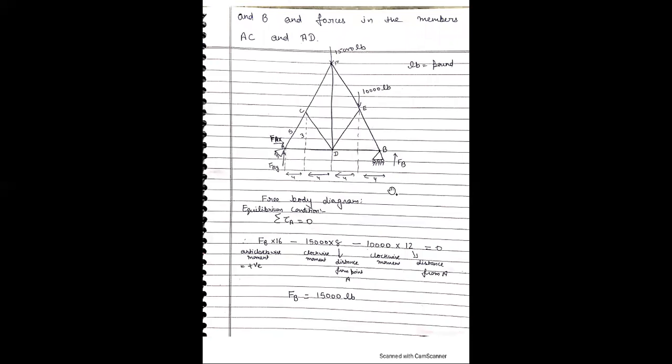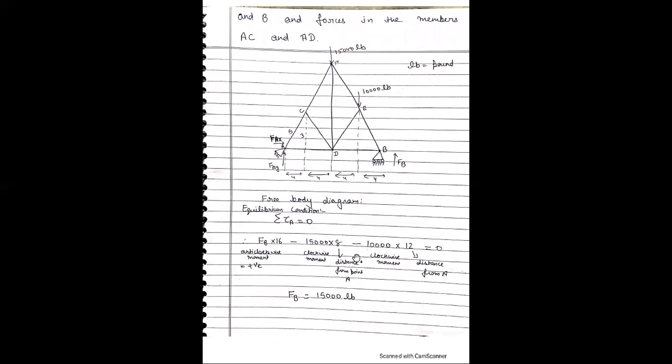Now, this is the example for a truss. A pin truss is shown in equilibrium in the figure. It carries loads at E and F as shown in the figure. It is pinned to a rigid foundation at A and supported at point B. Determine the reactions at A and B and the forces in the members AC and AD.